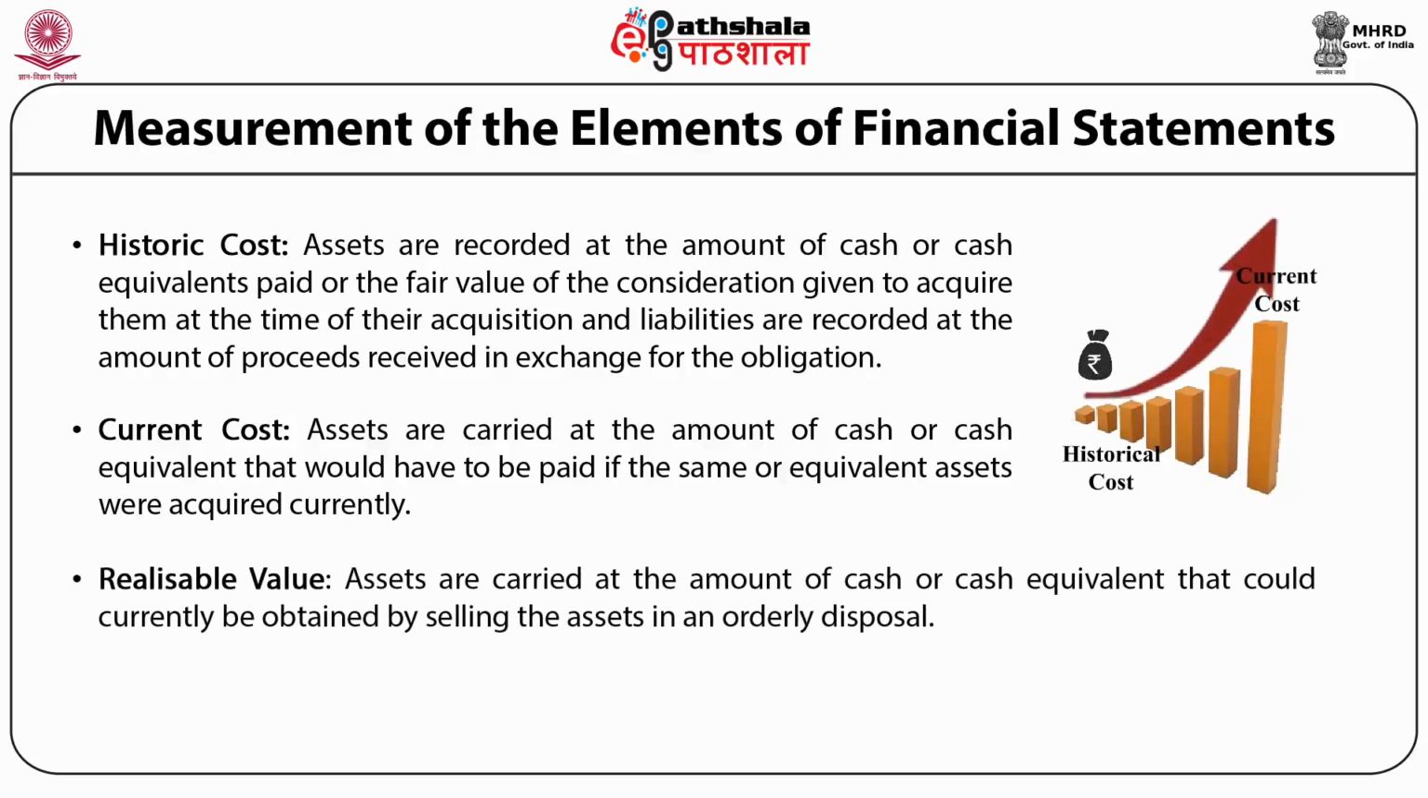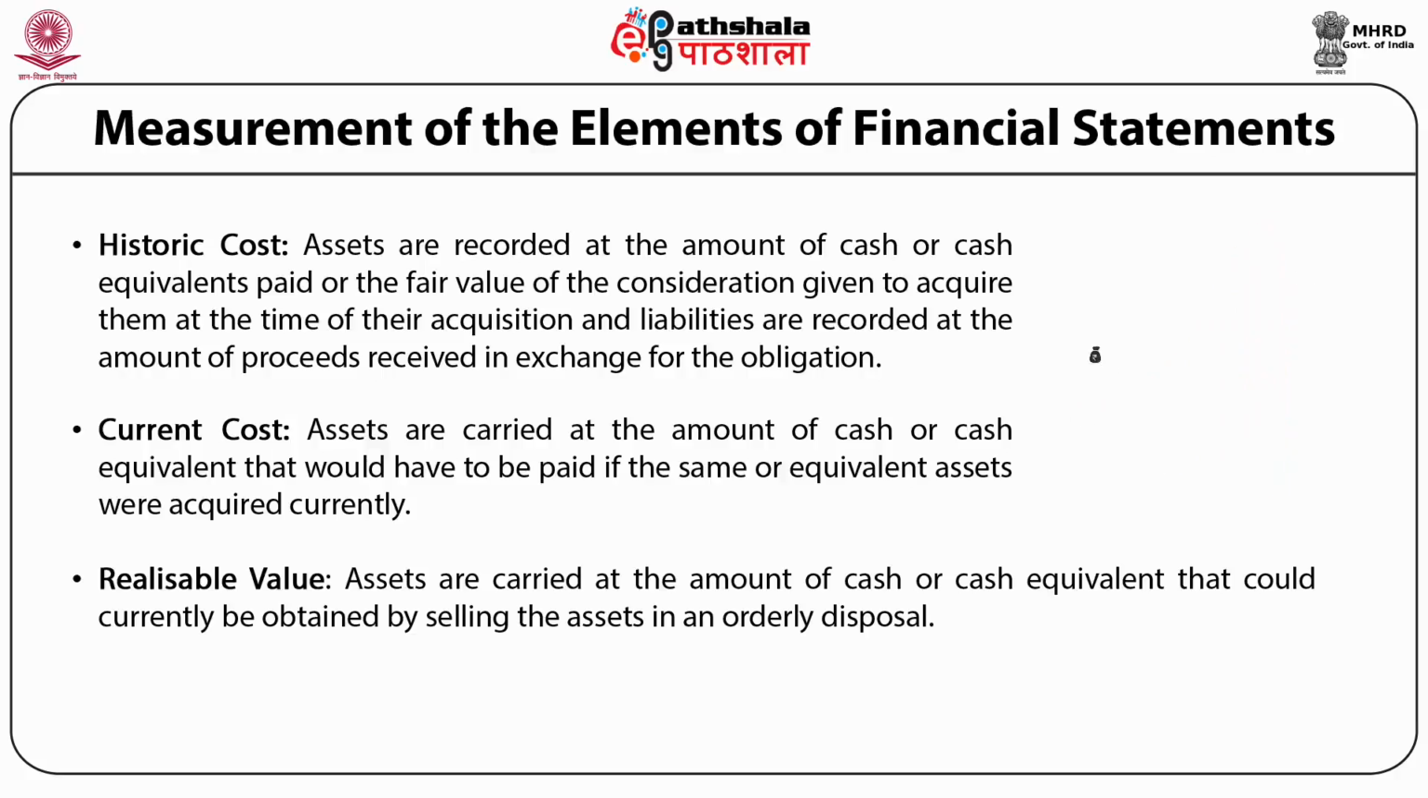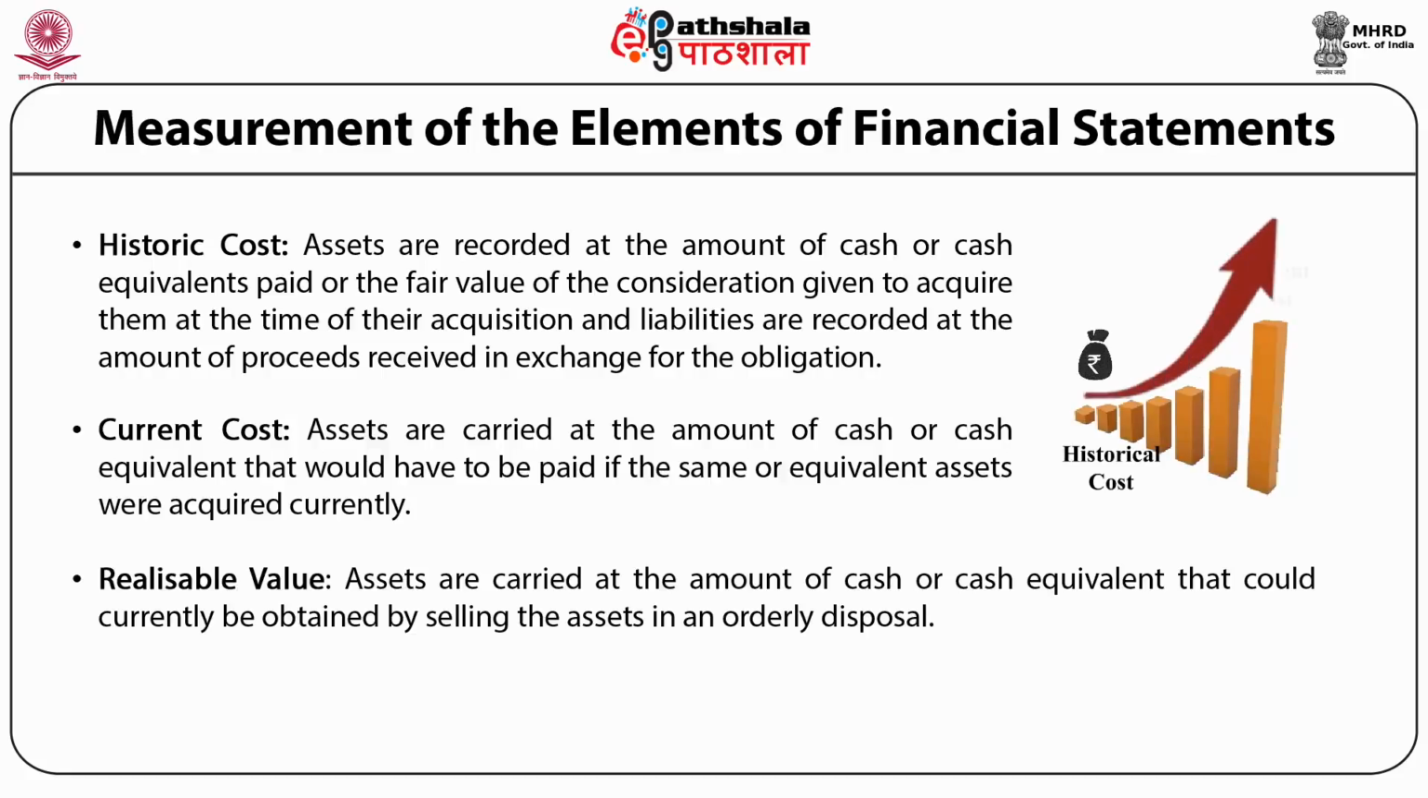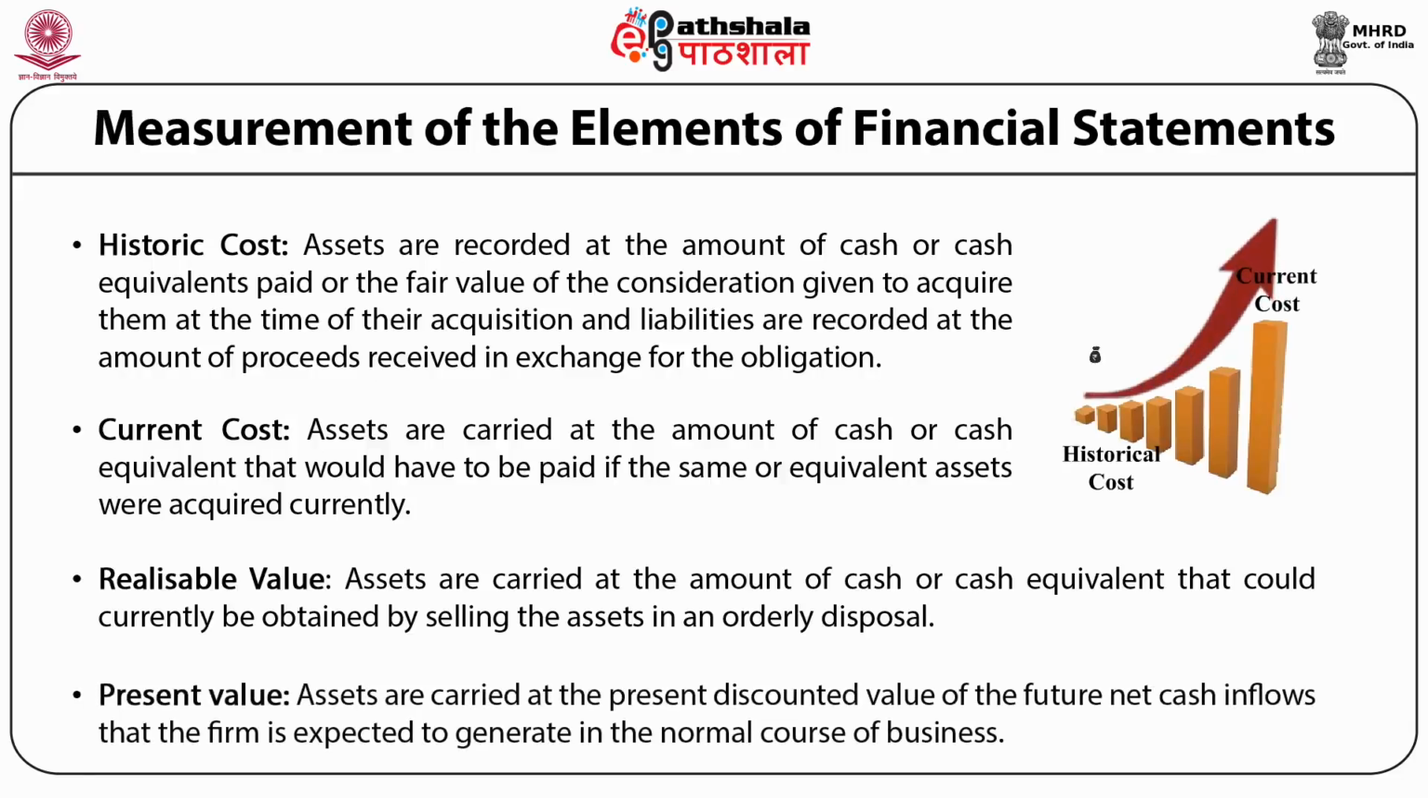Realizable value. Assets are carried at the amount of cash or cash equivalent that could currently be obtained by selling the assets in orderly disposal. It means assets should be valued at the price or amount which can be obtained by selling them in orderly disposal. Present value. Assets are carried at present discounted value of the future net cash inflows that the firm is expected to generate in the normal course of business.